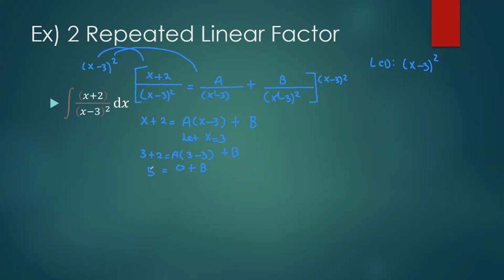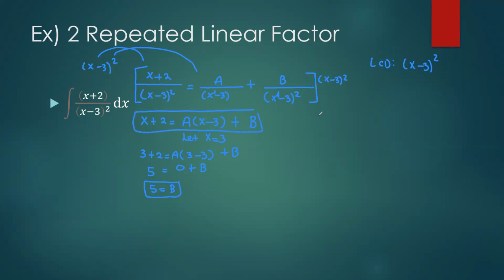3 plus 2 is 5, so b equals 5. Okay, I'm going to box it because I'm going to have to use it again. Now that I found my b, what I'm going to do next is plug in my b value again, and then plug in another x value. So I'm going to use this equation.